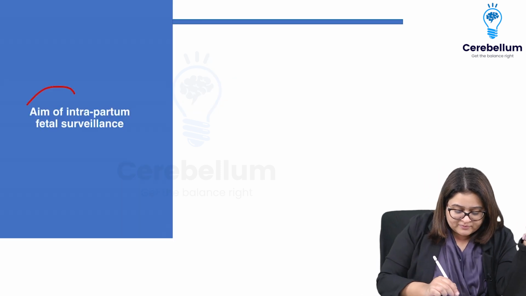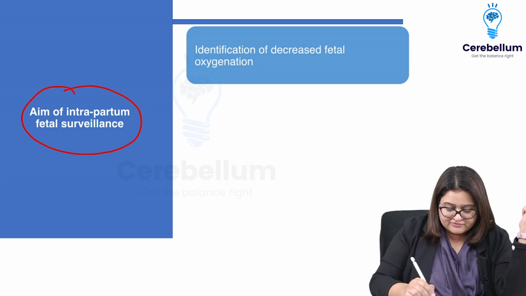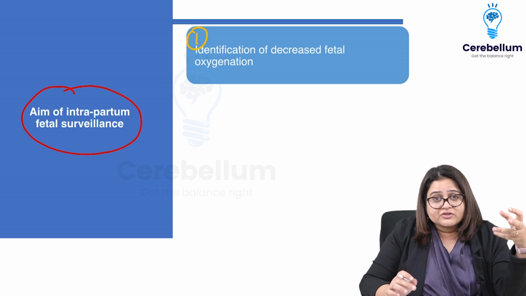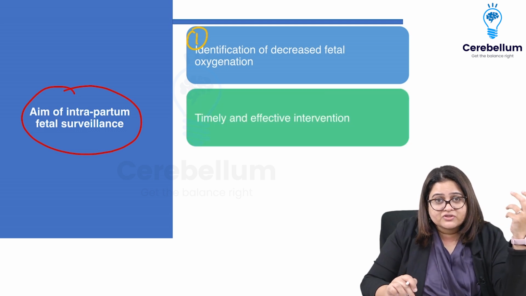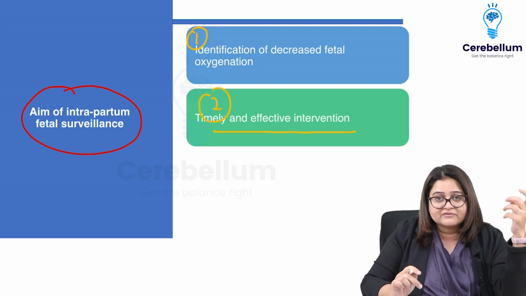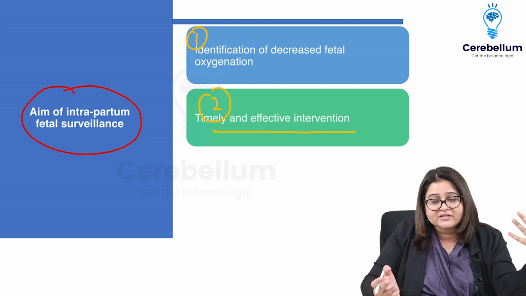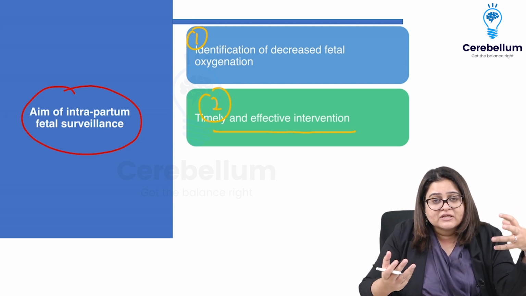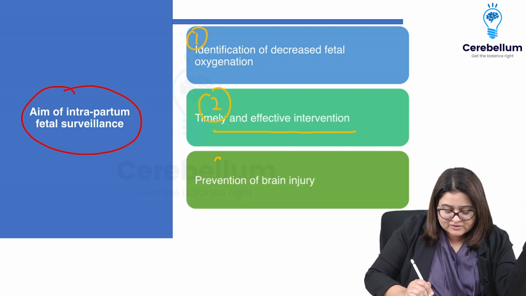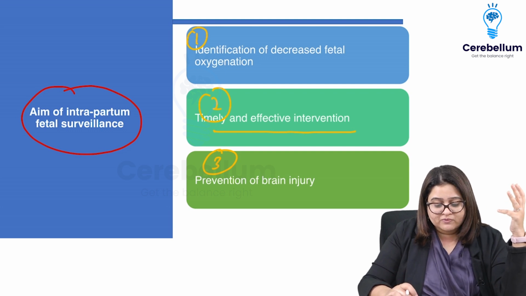Now, what are the aims of intrapartum fetal surveillance? The first is identification of decreased fetal oxygenation, then timely and effective intervention, that is delivering the fetus timely either by a cesarean section, or if she's fully dilated we can expedite delivery by using an instrument, and prevention of brain injury. So these are the important aims and why we need to do it.